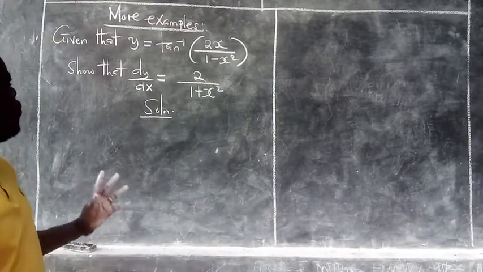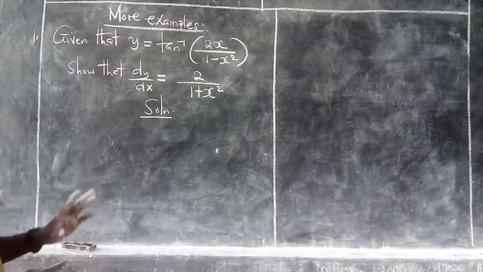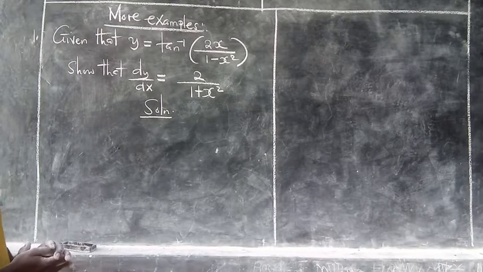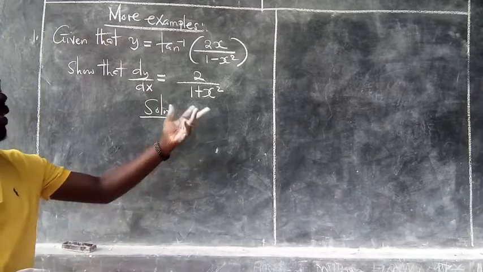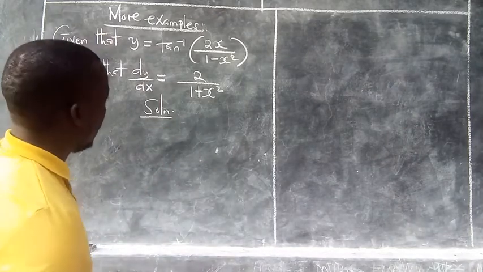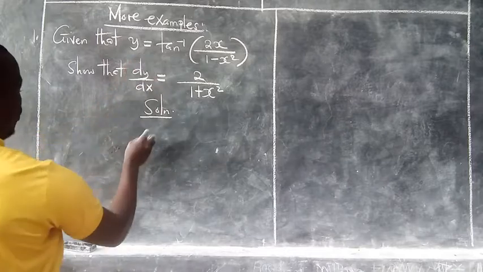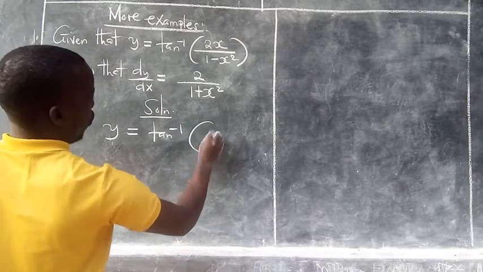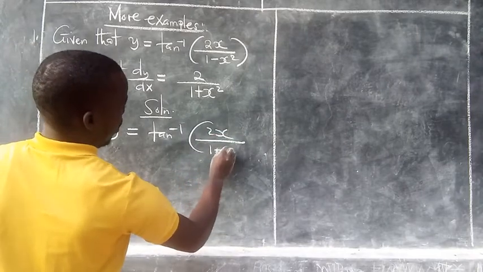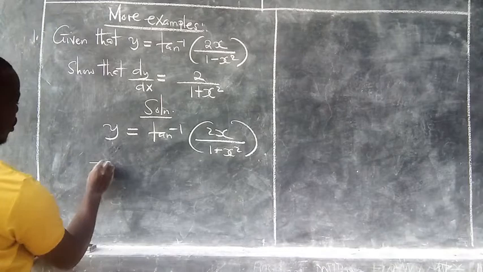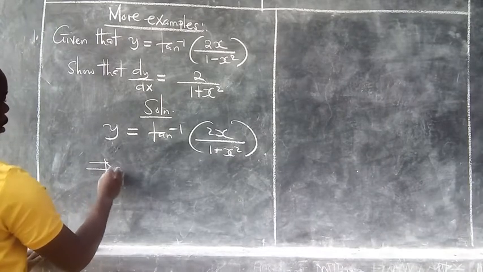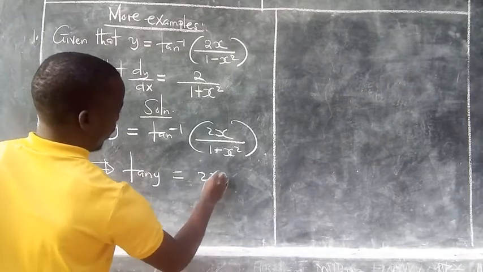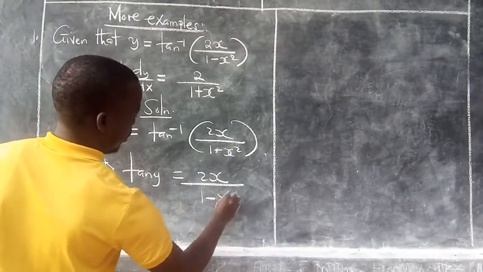Okay, so our very first example is going to be this question that we have here. It says given that y is equals to tan inverse of 2x out of 1 minus x squared, show that dy dx is 2 out of 1 plus x squared. Good. So what are we going to do? We are going to begin from this very point where they gave us y as tan inverse of 2x divided by 1 minus x squared. So if that is true, then it implies that tan of y is actually going to be 2x divided by 1 minus x squared.